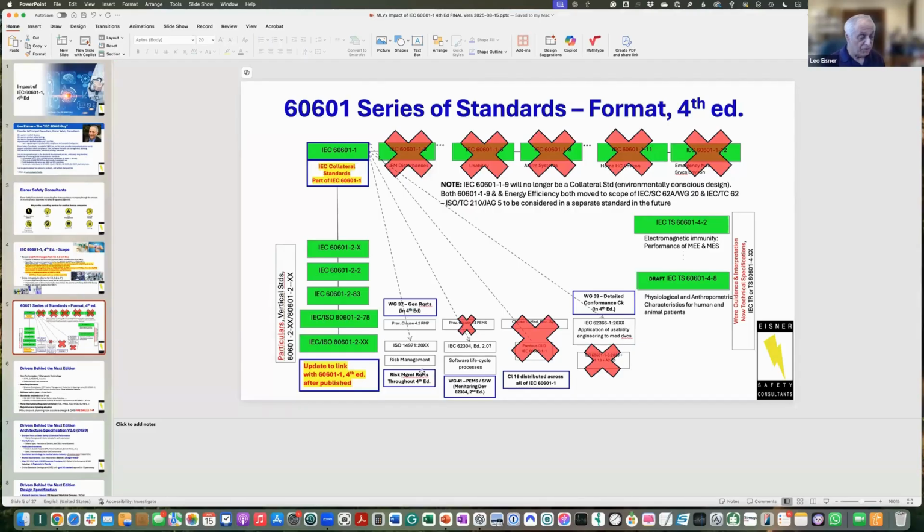All the changes that filtered into the general standard that existed in the third edition are described here. I'm not going to have a chance to discuss them all, but there are notes here about the different working groups and what's happening: 62366 usability, the system requirements being distributed into the general standard, the software and PEMS, and risk management. There's two things.